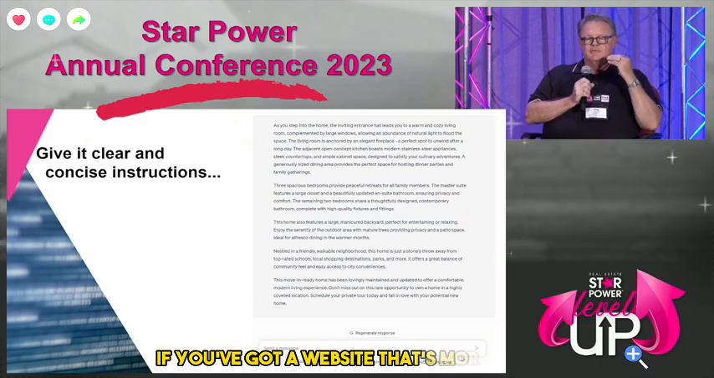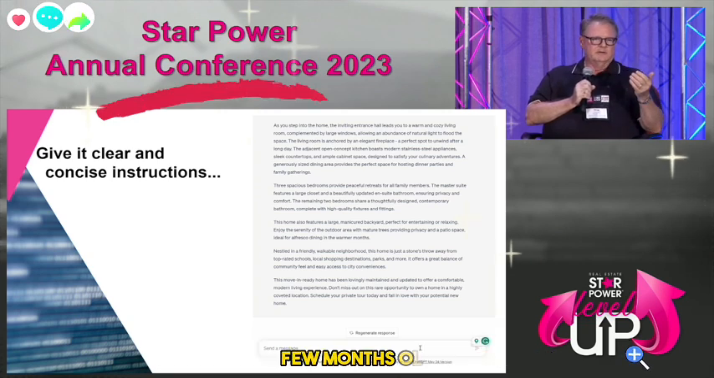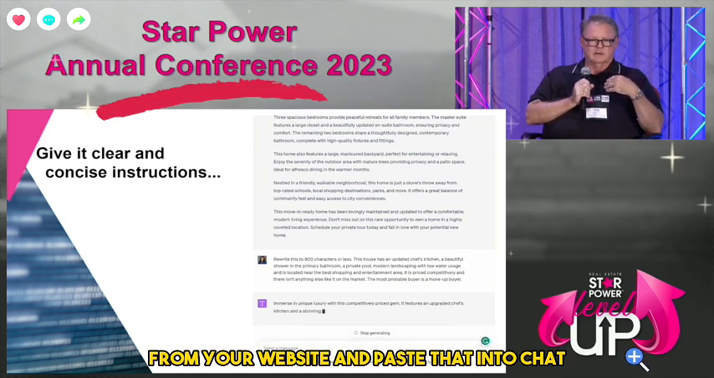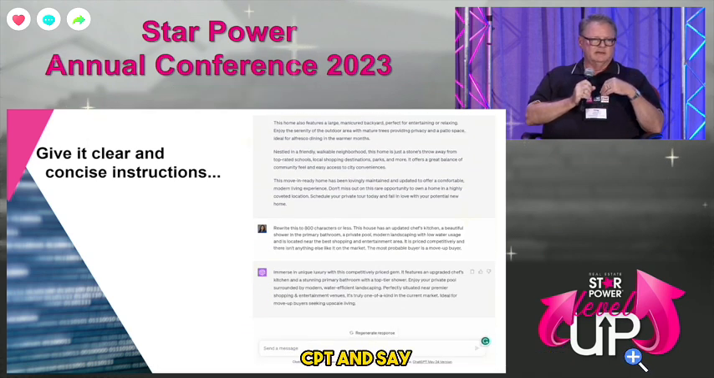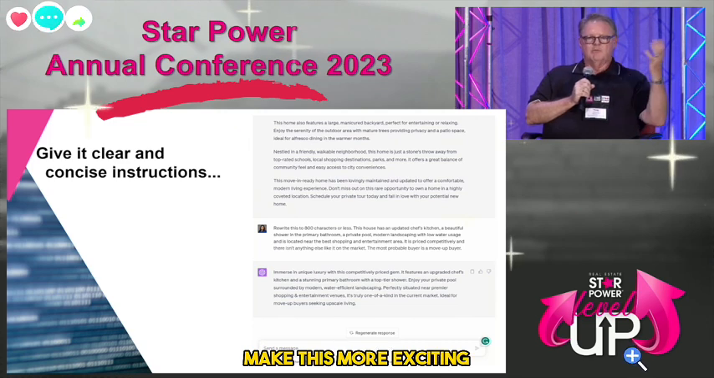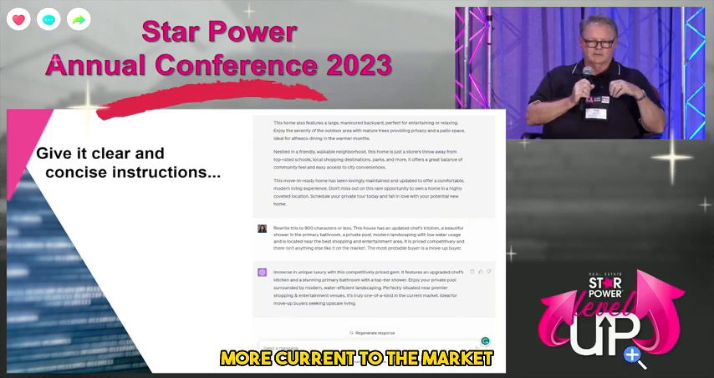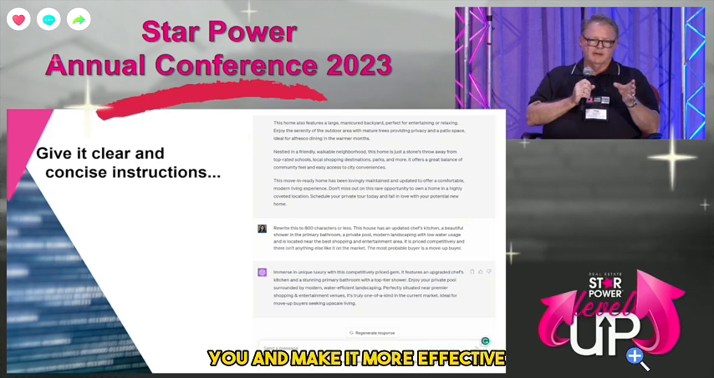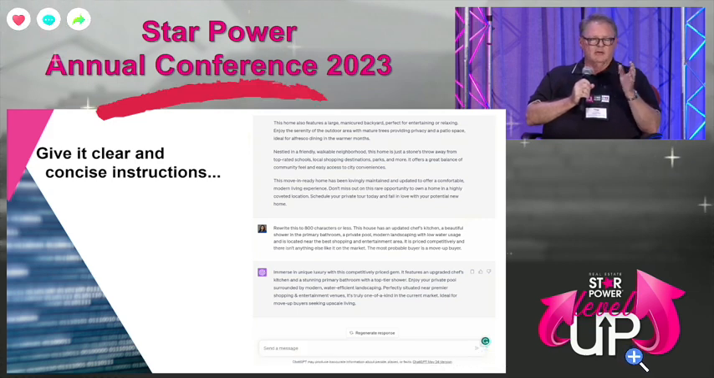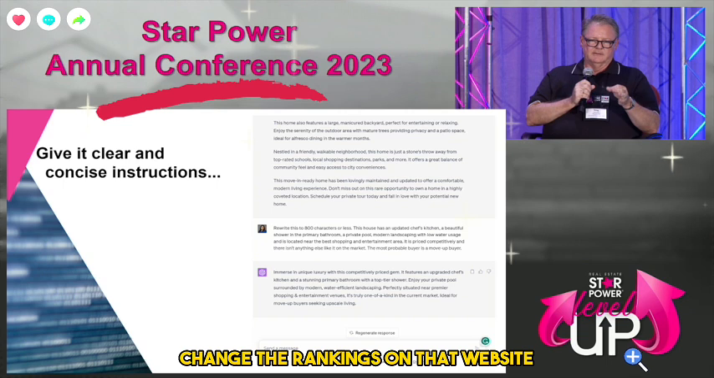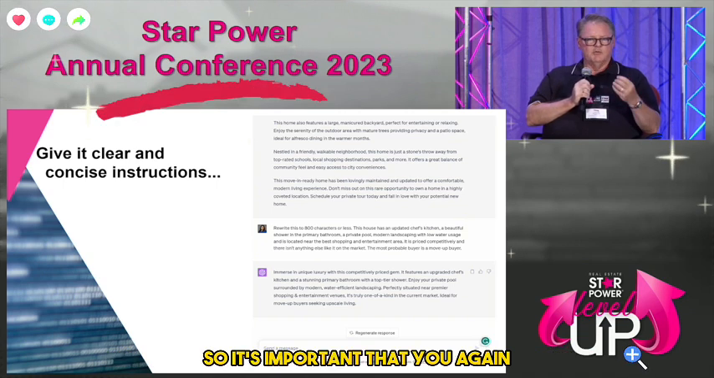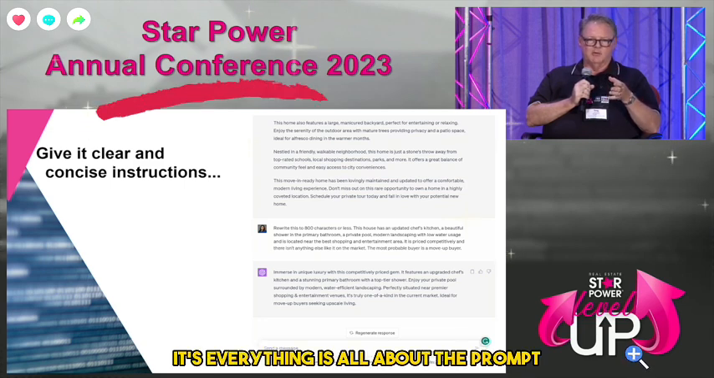If you've got a website that's more than a few months old, you may want to take all the descriptives from your website and paste that into ChatGPT and say, make this more exciting, more current to the market, more this style or that style. And it'll change that for you and make it more effective, which could change the rankings on that website because it's looking for SEO material and keywords. So it's important that, again, everything's all about the prompts.